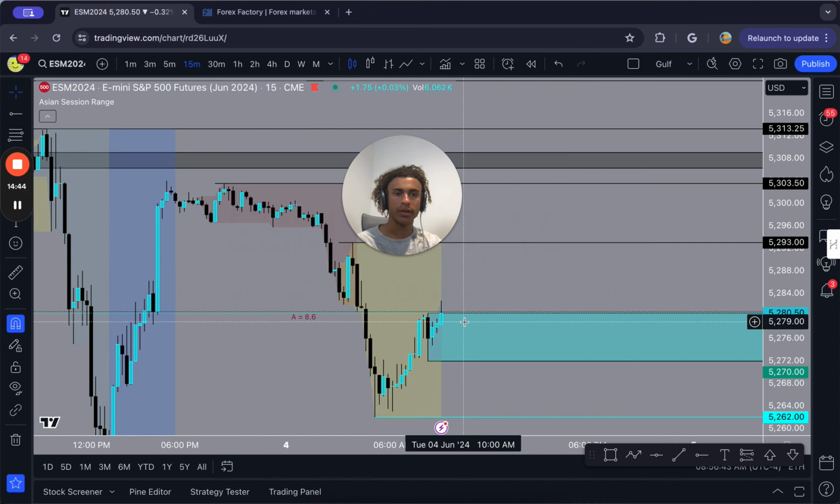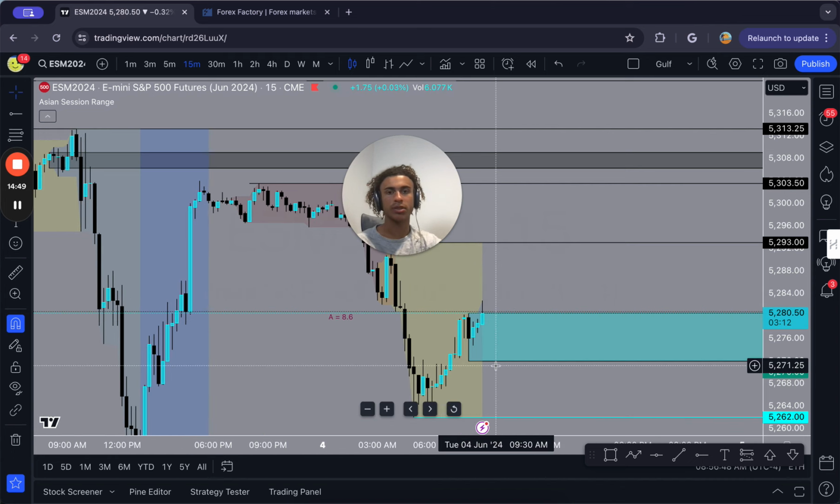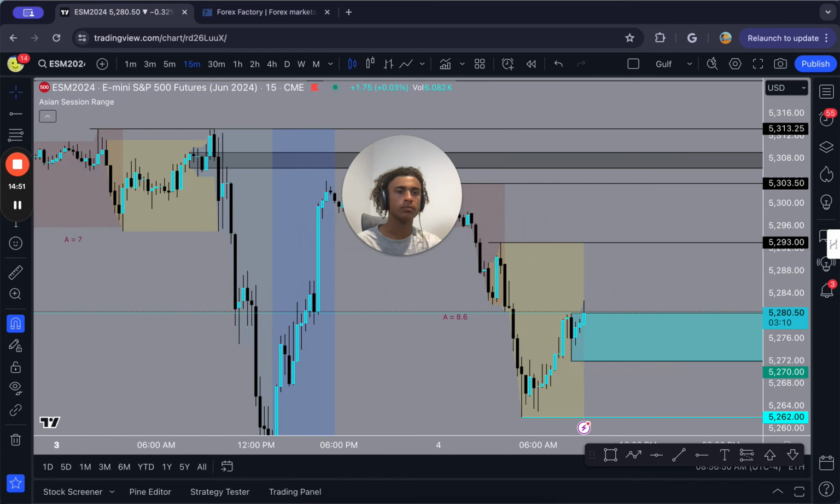But yeah, we're still just watching price right here. We're seeing if it's going to break above New York Open, or if it's going to come, reject and target this level. So it's just a game of watching right now.